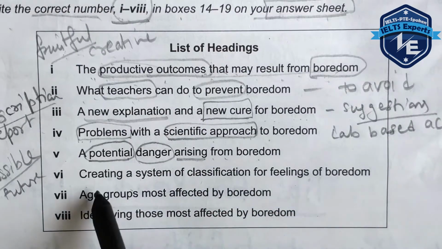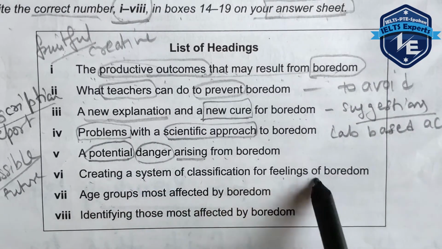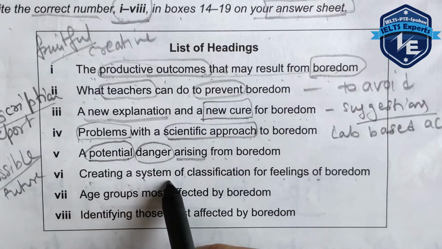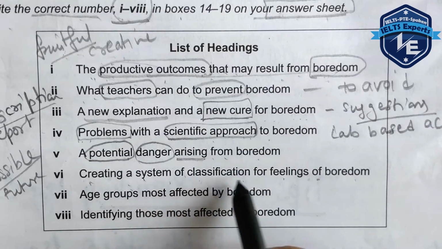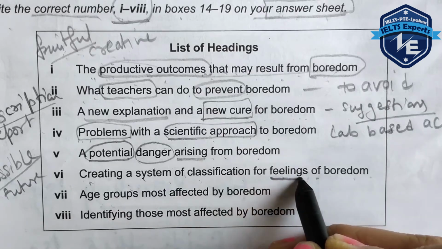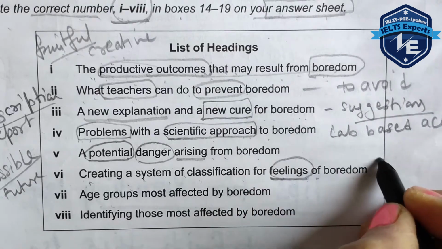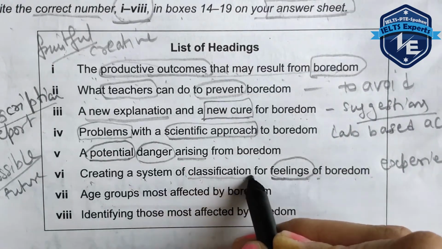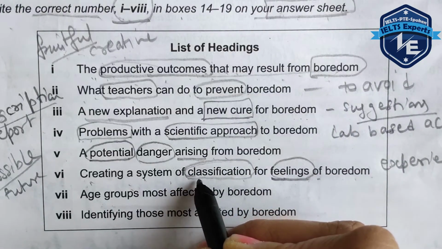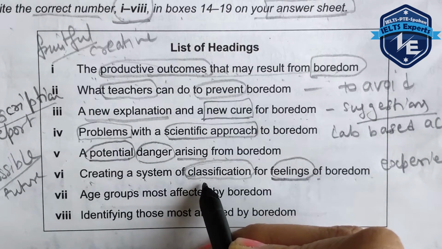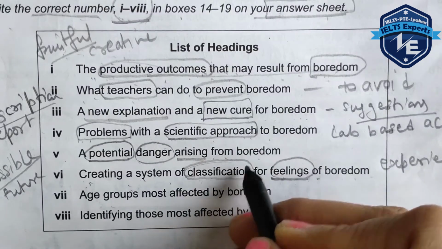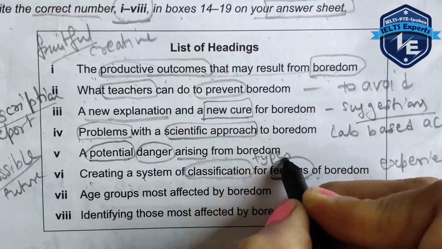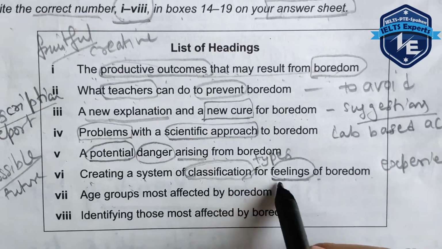Okay, next is creating a system of classification for feelings of boredom. For feeling, you may get the word like experience. Classification is something like, classification is to distinguish something into different groups or types. We can get the word like types. Let's write it here: types of feelings of boredom.